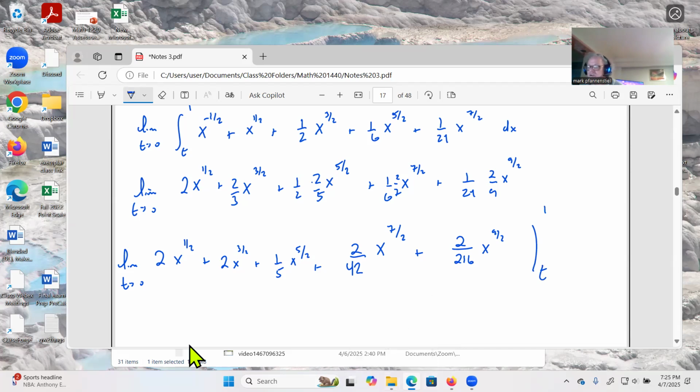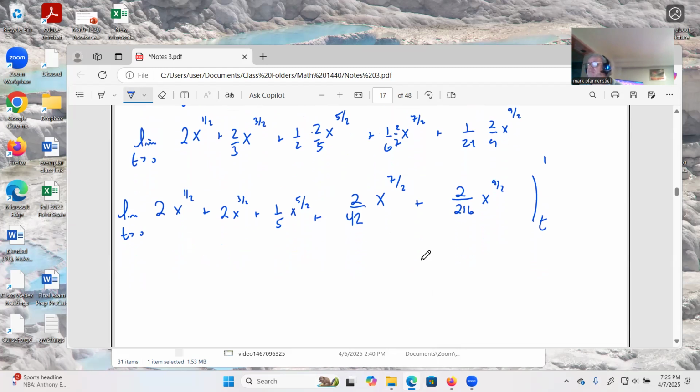Notice that there's no x's in a denominator here. Like this t, I could just directly substitute the 0 in for the t, and we're going to get 0, 0, 0, 0, 0. So everything is going to work out. And I picked going to 1 because I didn't want to deal with a lot of arithmetic. If we had to plug any number in here, we could do that. 1's the easiest. So what we're going to have is 2 plus 2 plus 1/5 plus 2 over 42 plus 2 over 216 minus 0.